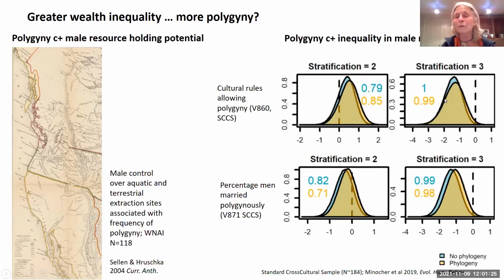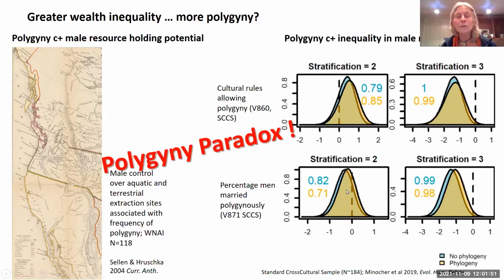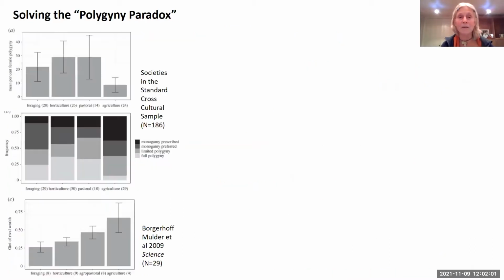But most importantly, when you have high levels of stratification or great inequality in wealth amongst men, you tend to find much more monogamy than in egalitarian societies. And also, you tend to find a much lower percentage of men married polygynously. And these data are robust, whether they're controlled for phylogeny or not. So this failure to support the third hypothesis from the polygyny threshold model is what we call the polygyny paradox.